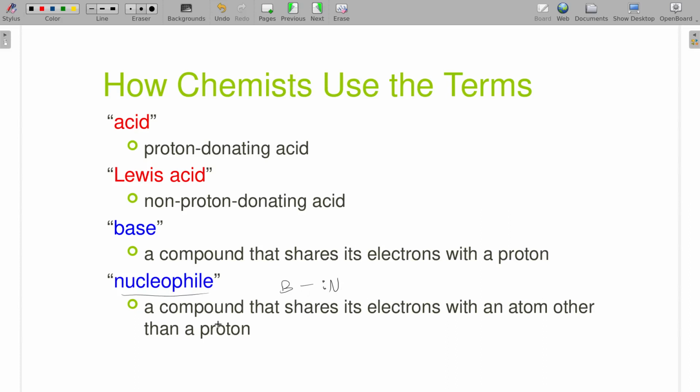Actually, it's going to be kind of more broad. Almost any time you see an atom with a lone pair on it, that atom with that lone pair can be considered a nucleophile, especially if you can do a reaction with that lone pair. If you can make that lone pair make a bond, then that species is definitely a nucleophile.